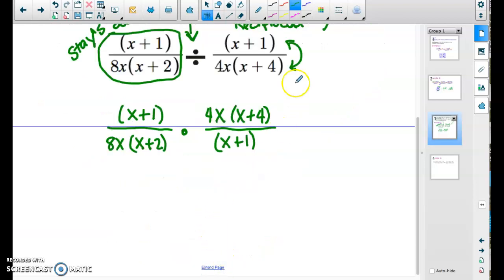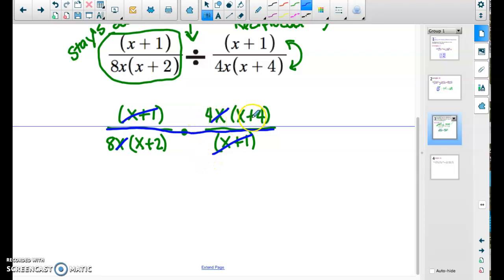Now at this point, once I have multiplied by the reciprocal of that second fraction, I can change this so that it's all one fraction, just like what we were doing before when it was multiplication. Now we've got multiplication again, so now it's just all one big fraction, and I can do some simplifying from here. Notice there's an x plus 1 on the top and on the bottom of this fraction, so I'm going to cancel those. And I've got an x and an x on the bottom and on the top of this fraction, so I'll cancel those.